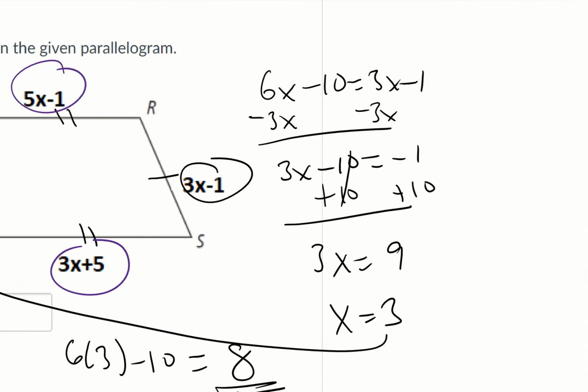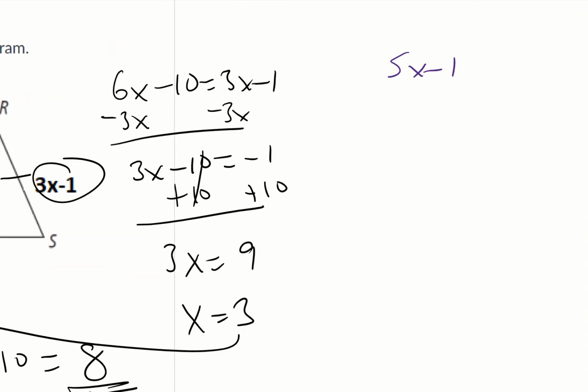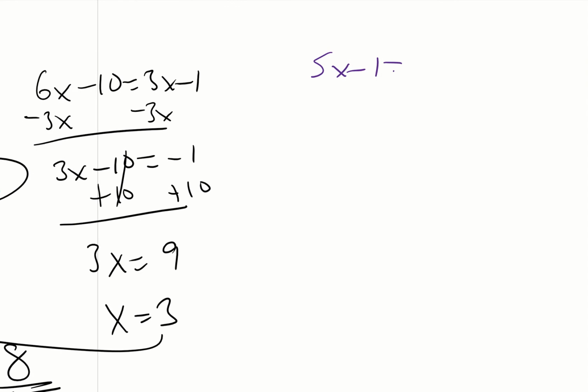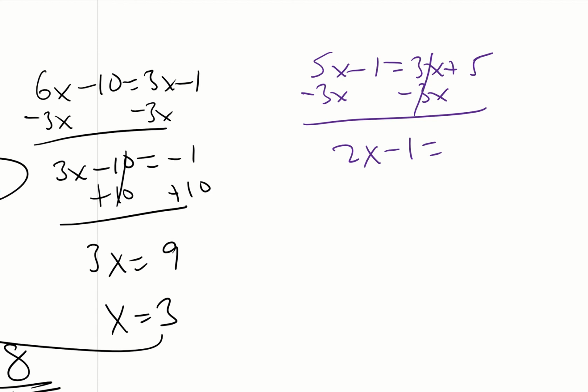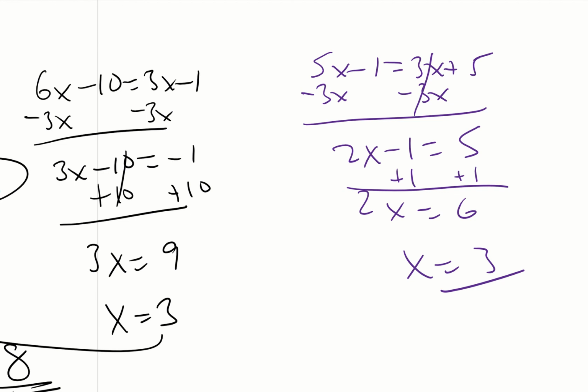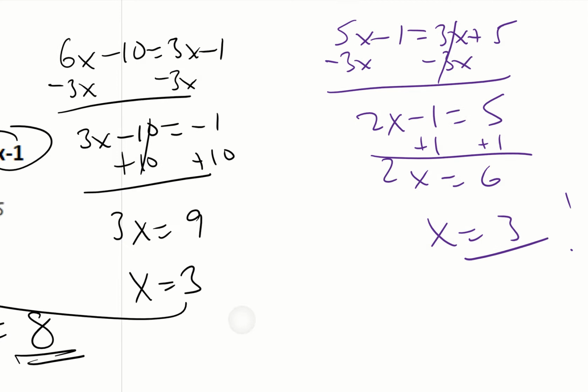So for example, if I were to use the purple and solve that, I should get the same exact answer, or something might be wrong. Okay, so we'll add the 1 on both sides, leaving us with 2x equals 6. So we get x equals 3, which is the same thing. So no matter which equation, you should get the same value of x, and then you can plug in to get the answer.